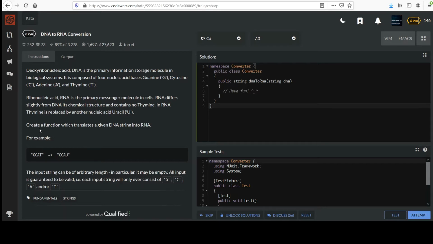Create a function which translates a given DNA string into RNA. For example, consider GCAT input, and it goes to GCAU, where the T got replaced by U because there's no T in RNA. The input string can be of arbitrary length. In particular, it may be empty. All input is guaranteed to be valid, i.e. each input string will only ever consist of these capital letters.